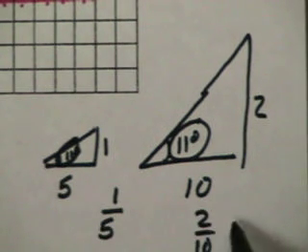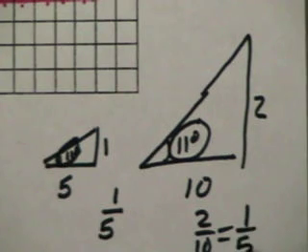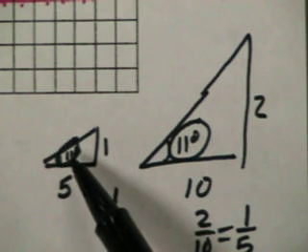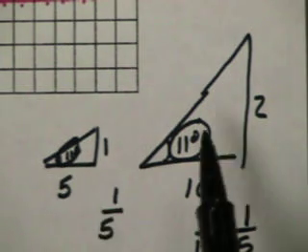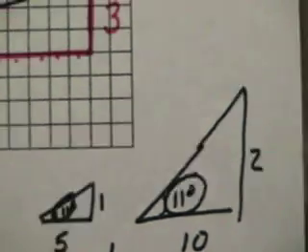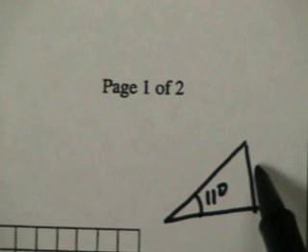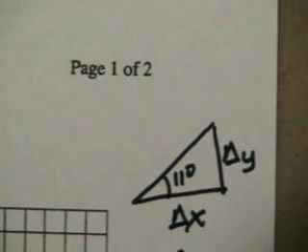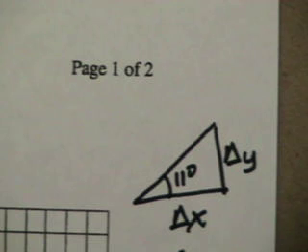So here's the big picture for this unit. If two triangles have the same angle, and we're talking about right triangles and they're similar, then the ratio of their sides will reduce to the same number. And so our conclusion is that if a right triangle has an 11-degree angle, its ratio of these two sides, the change in y and the change in x, is going to equal 1/5.